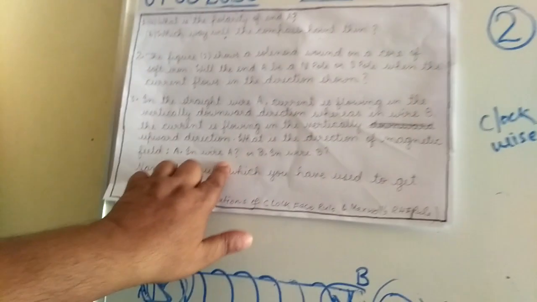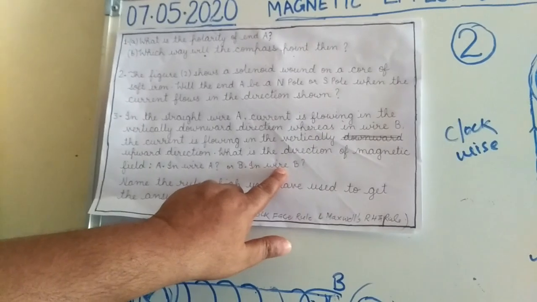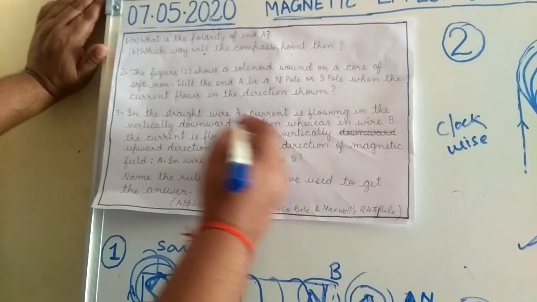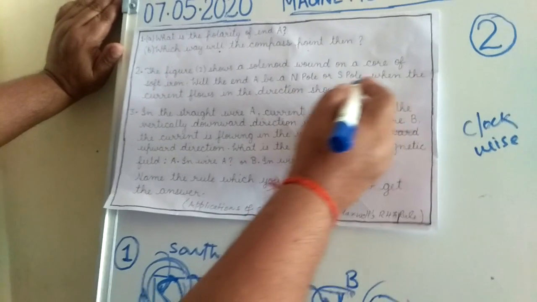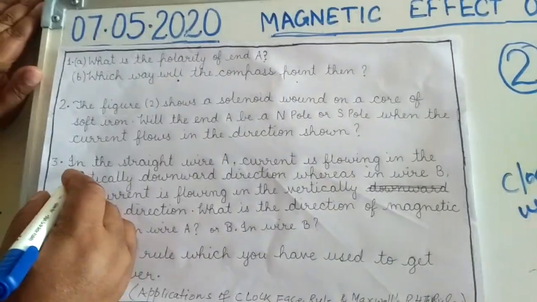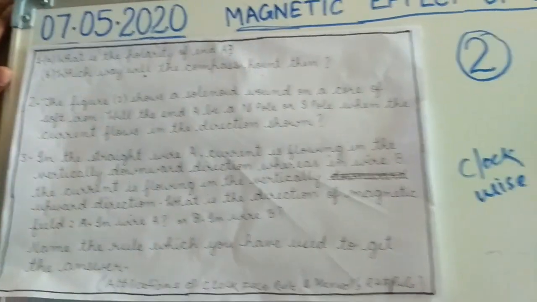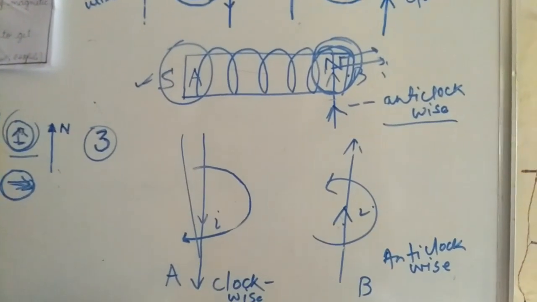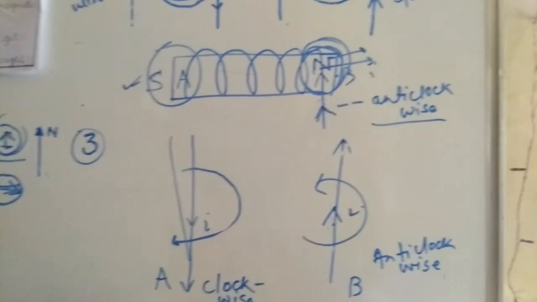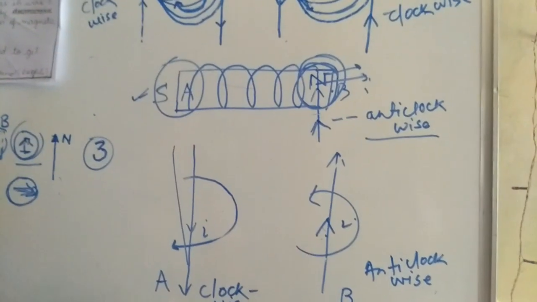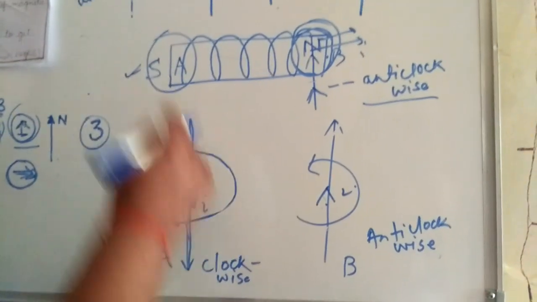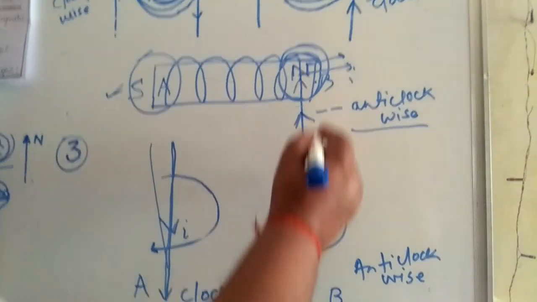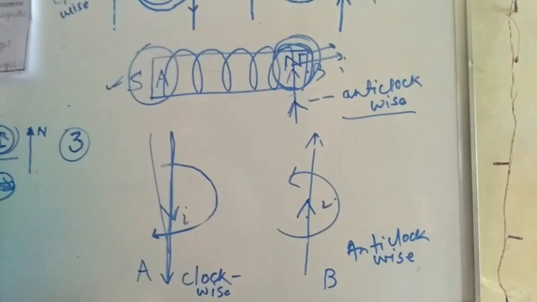In wire A and in wire B, in a straight wire A, you see here a straight wire A and here a straight wire B, and they work on the principle of the Maxwell right-hand thumb rule. We already know this many times. In the first case the current flows downwards, and in the second case the current flows upwards.